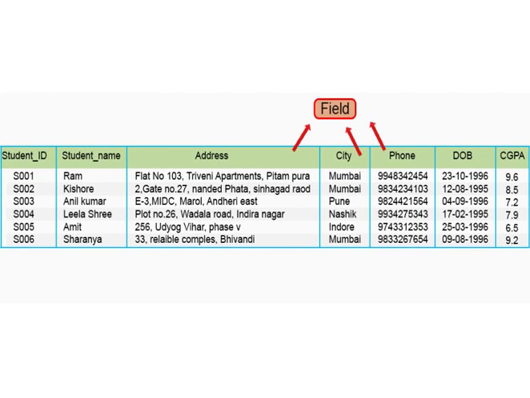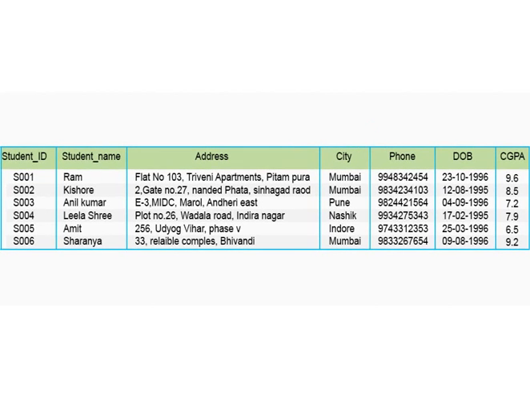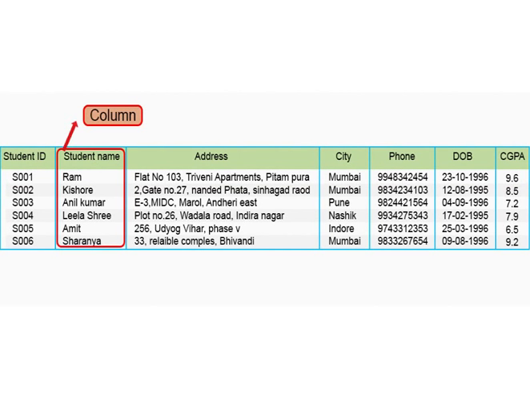Tables have columns which are called as fields. The fields in the student table are student ID, student name, address, city, phone, date of birth, CGPA, etc. A column is a set of values of a particular data type. This is also called as attribute. Here, in the student table, student's name is one of the attributes that represents names of students.